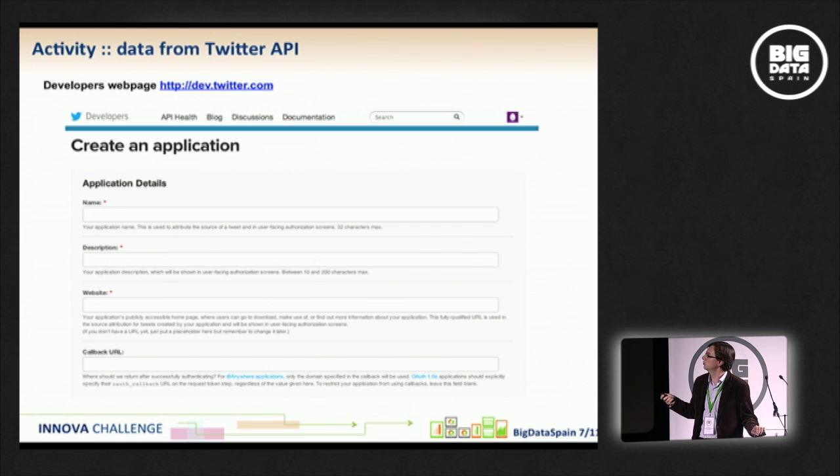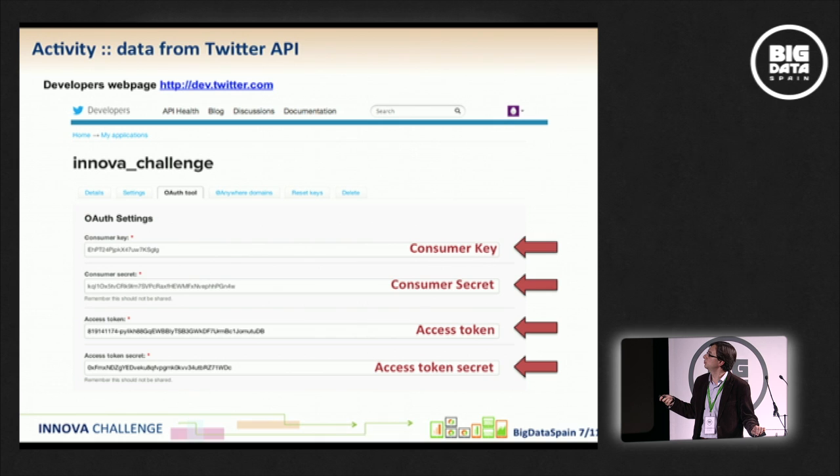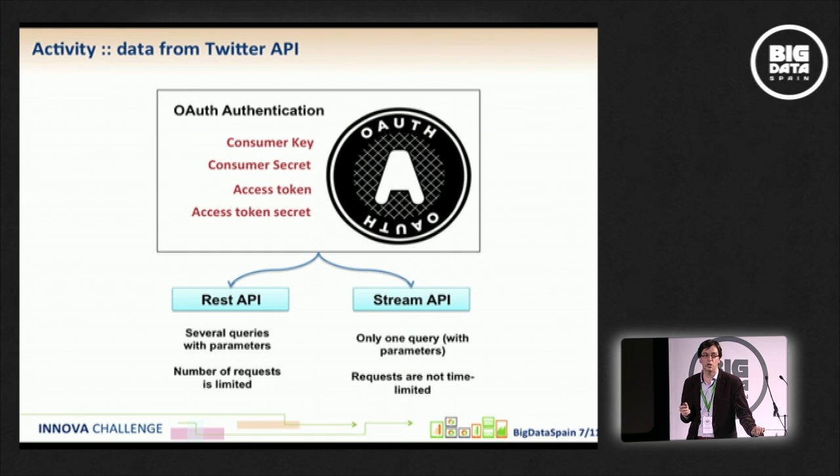Maybe I'm telling you things that you know already, but once you register your application, you are given the consumer key, secret, access token, and the secret for the access token. And with this, you can connect to two main APIs. One is the REST API, and the other one is the Stream API. These are the two different APIs that Twitter has that can give us information about geolocalized tweets.